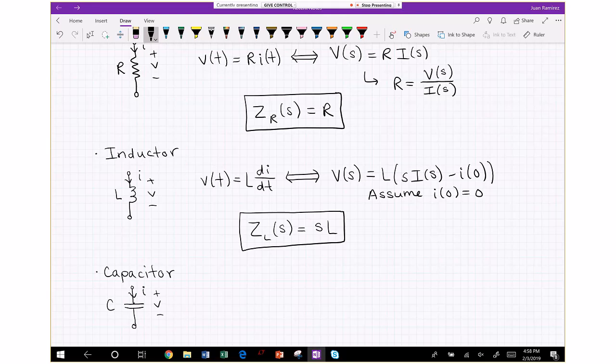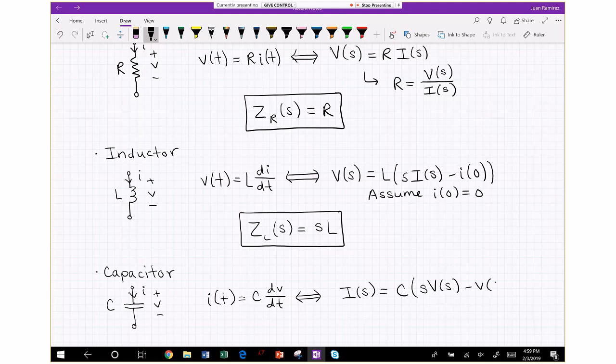What's the equation for the capacitor? The equation for the capacitor is I equal to C dV/dt. And if we convert that into the Laplace domain, we end up with capital I equal to C times (SV minus V of 0).